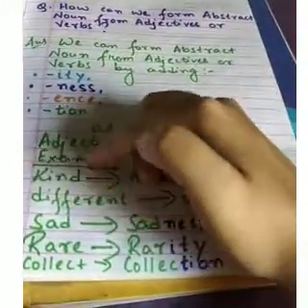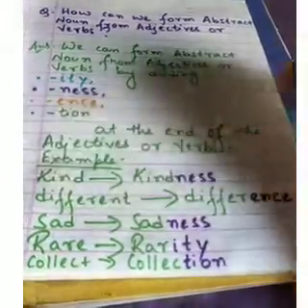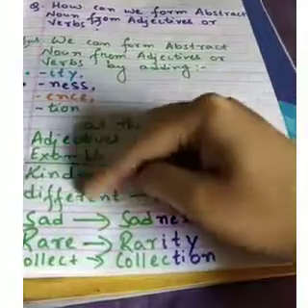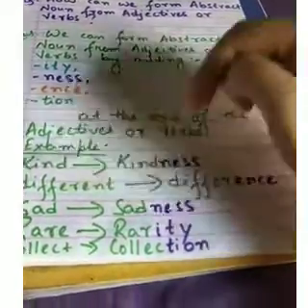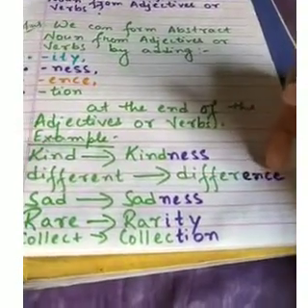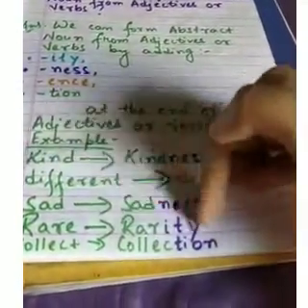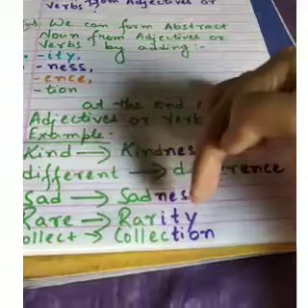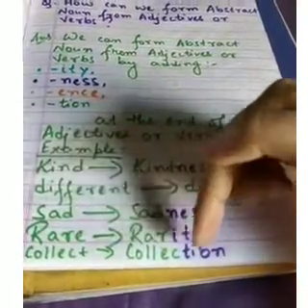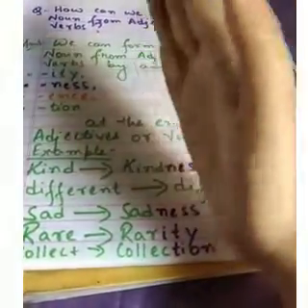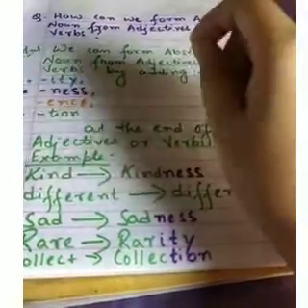See, kind, we have the word d at the end. So, we write ness. Different, there is ent. This ent becomes ence. This t gets replaced with the letters c and e. Sad, we add ness to it. Rare, again we have an e at the end. So, we replace this e with ity. Collect, we just add ion. In most of the words, wherever we see there is t at the end, we add ion to it.